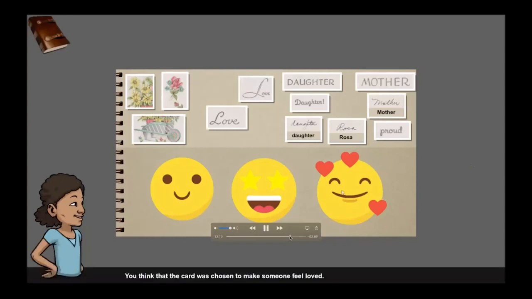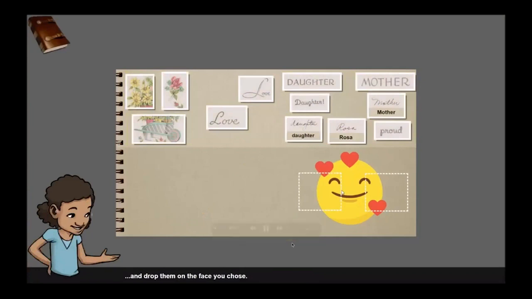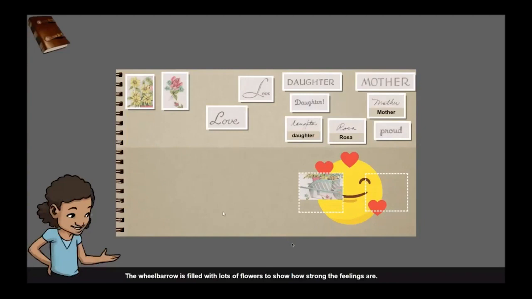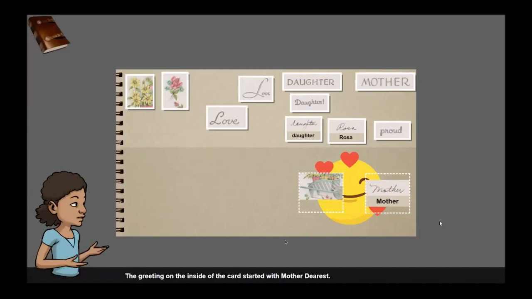You think that the card was chosen to make someone feel loved. Choose 2 clues you collected that tell us why you think so, and drop them on the face you choose. The wheelbarrow is filled with lots of flowers to show how strong the feelings are. The greetings on the inside of the card started with, Mother Dearest.